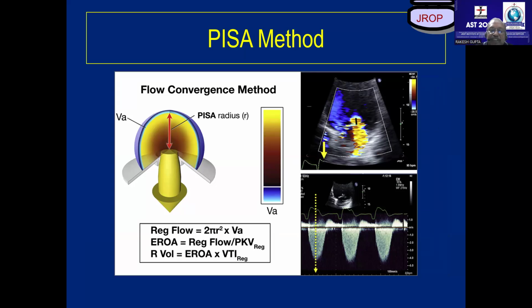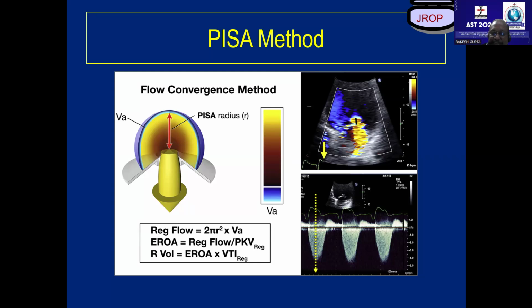Okay. So what we are looking at, regurgitant flow is 2 pi r square into velocity of aliasing. So let's calculate regurgitant flow. What was the radius? 0.56, correct? This was not diameter, this was radius. So 2 pi r square: 0.56 into 0.56 into 3.14 into 2, which comes out to be 1.6969. Everybody is done? Yes, sir.